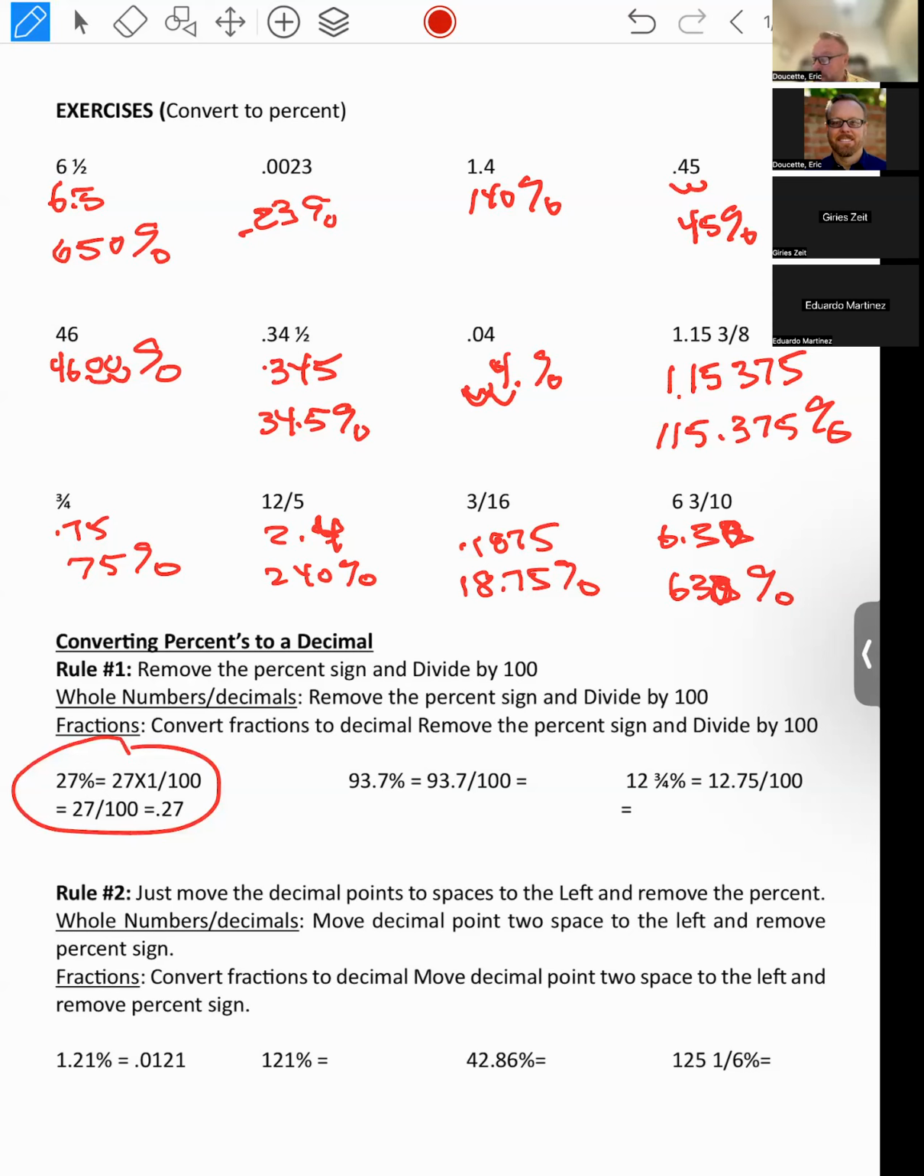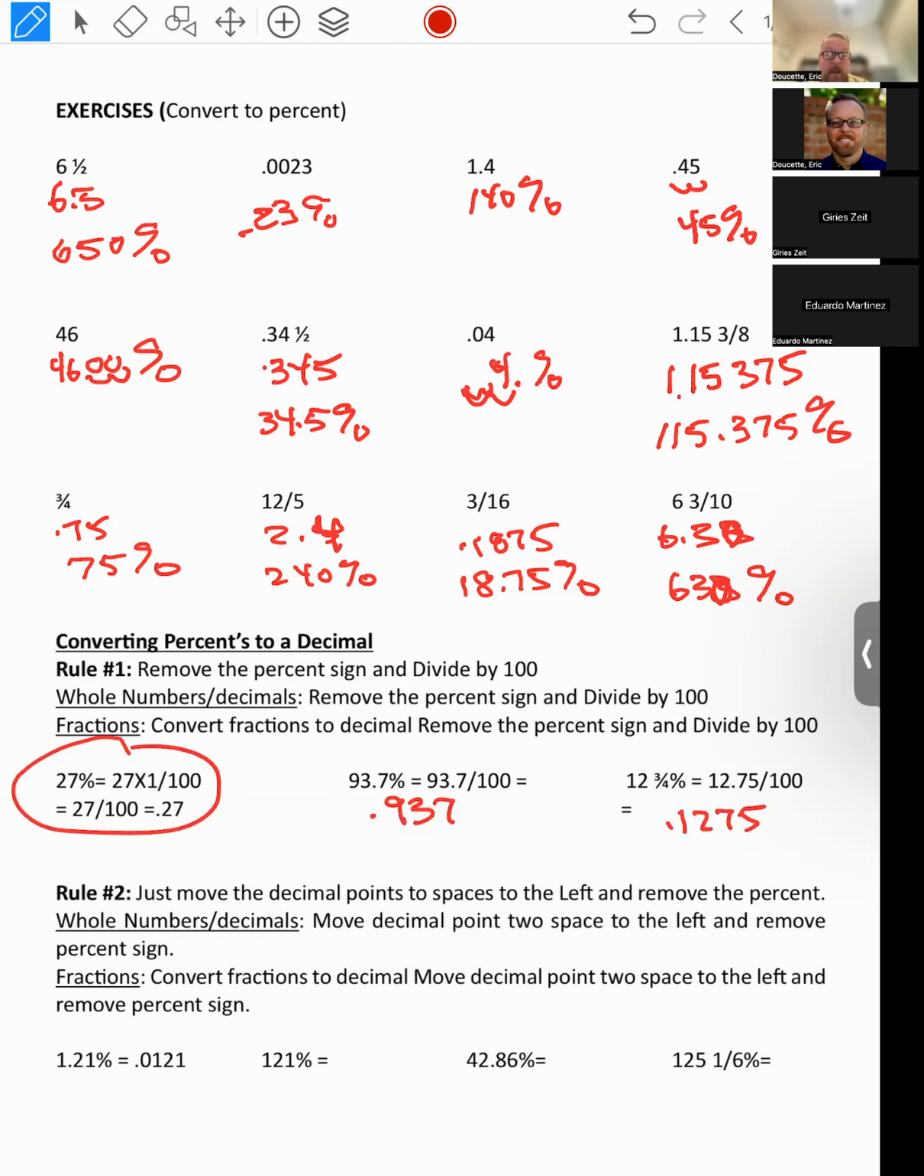If we go to the next example, we have 93.7. We divide 93.7 by 100. It comes out to 0.937. So that would be the decimal equivalent. For the 12 3/4, we'd have to first convert the 3/4 to 0.75, which is the decimal equivalent of 3/4. So it would be 12.75 divided by 100, or 0.1275 would be the decimal equivalent. So you do the same thing on these.